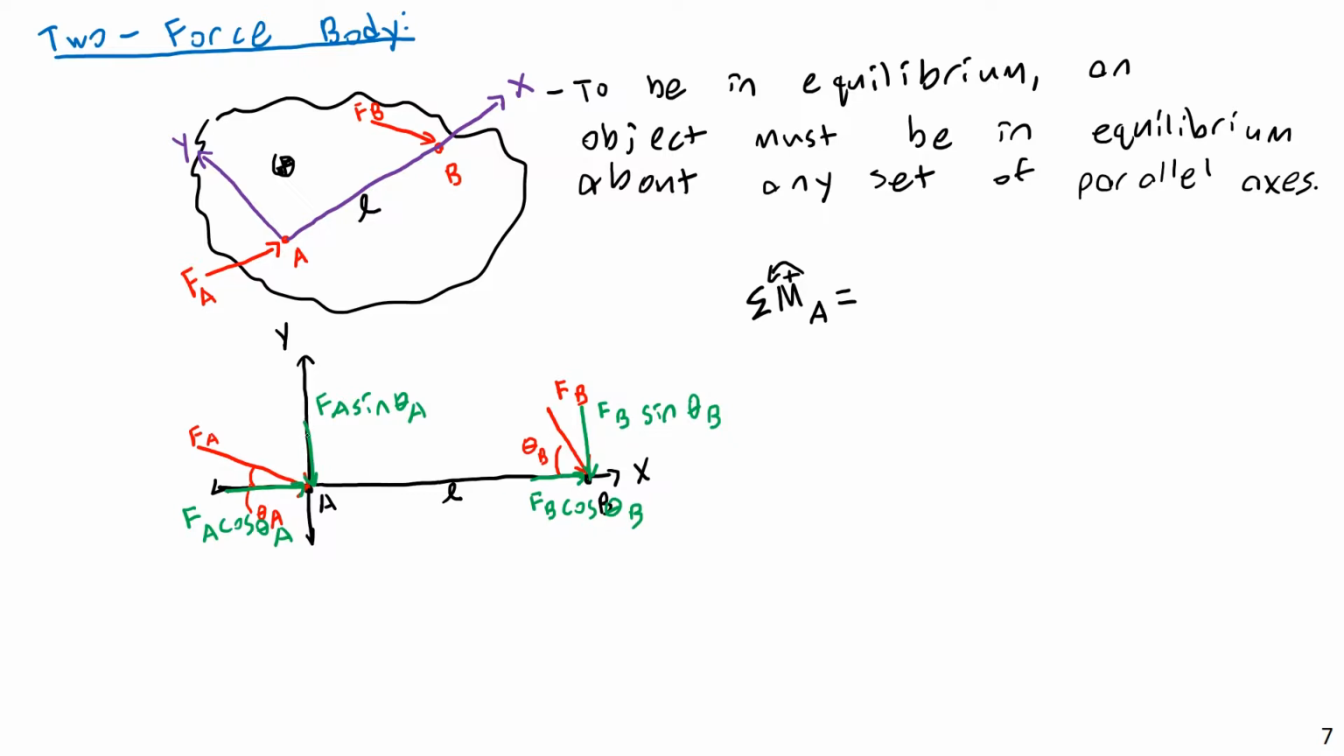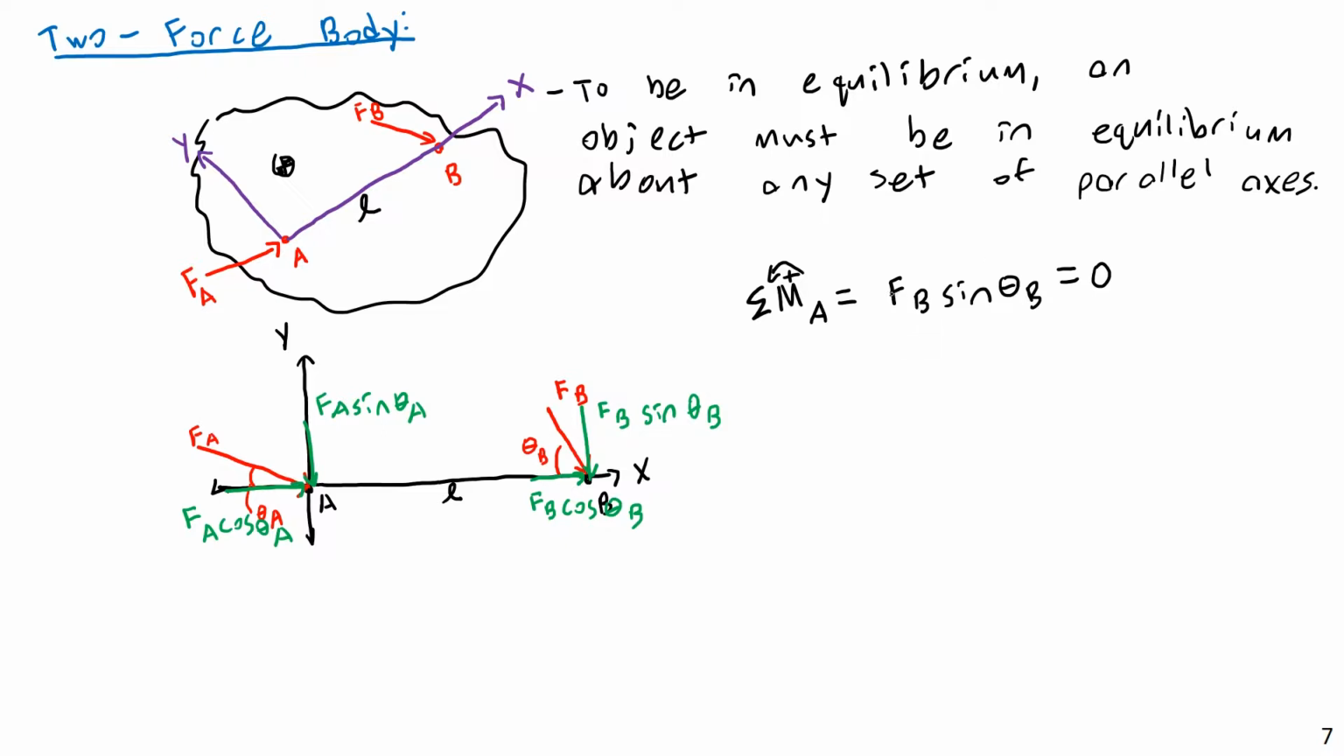Same thing with the y component of force A here. So the y component of Fa generates no moment about point A. So the only force that will produce any moment is the y component of Fb. So basically I have Fb sine theta b and nothing else. This must then equal 0. Fb sine theta b is equal to 0. Interesting. So the y component of this force must be equal to 0.